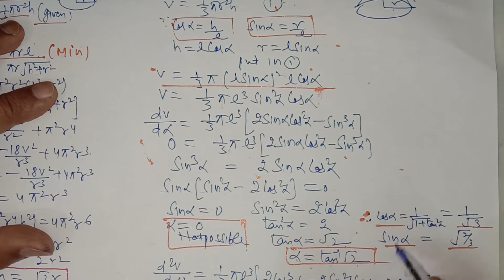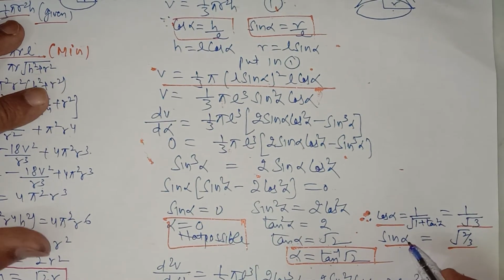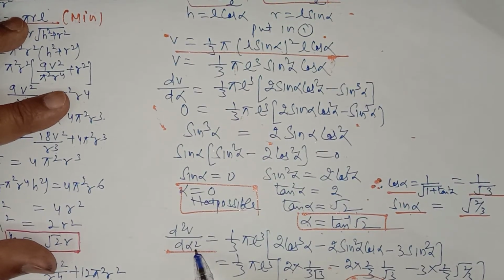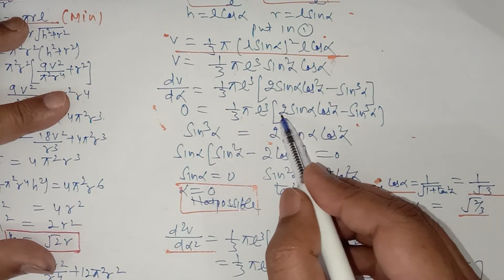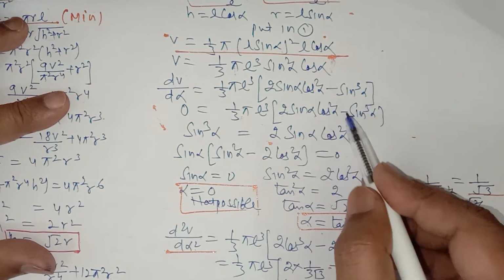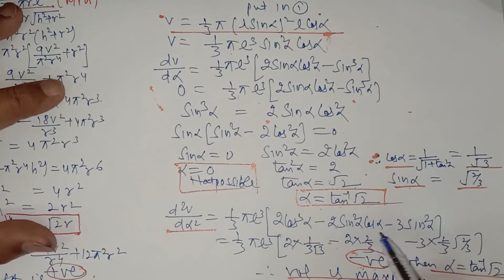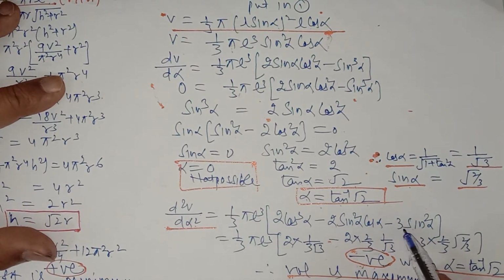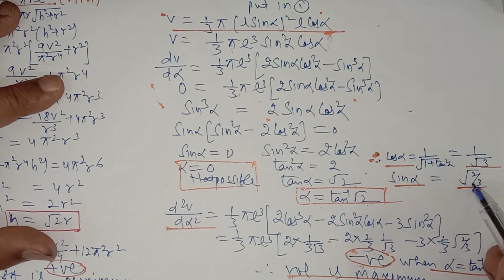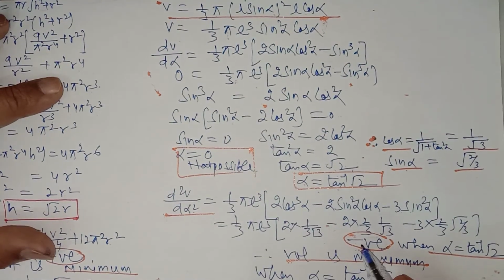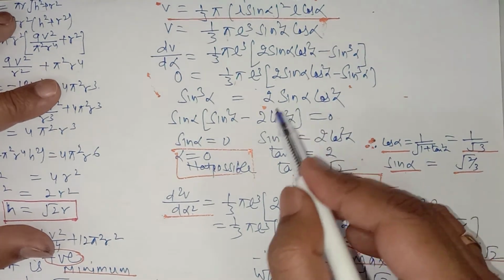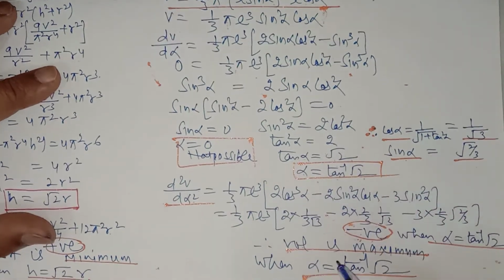You can use the Pythagoras theorem or use the trigonometric identities to find this. Why are we finding it? Because you have to prove that the second derivative is negative. To differentiate this first derivative, you have to use the product rule here. Sine cube derivative is 3 sine square alpha into cos alpha. So this is the second derivative. Put the value of cos alpha and sin alpha, which is 1 upon root 3 and 2 upon root 3, and it will come out to be negative. So volume is maximum when alpha is tan inverse root 2.